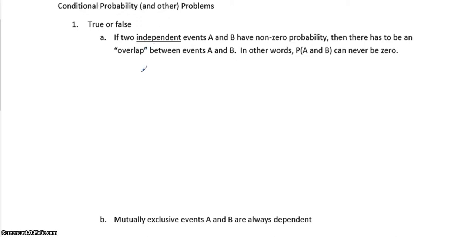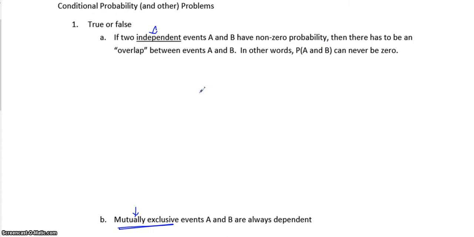Okay, number one. The reason I put this problem on here is a lot of students really confuse independent with mutually exclusive. So I thought these two questions can help solidify that. So this first question is asking if two independent events with non-zero probability, if they're independent, then it's saying there has to be an overlap.